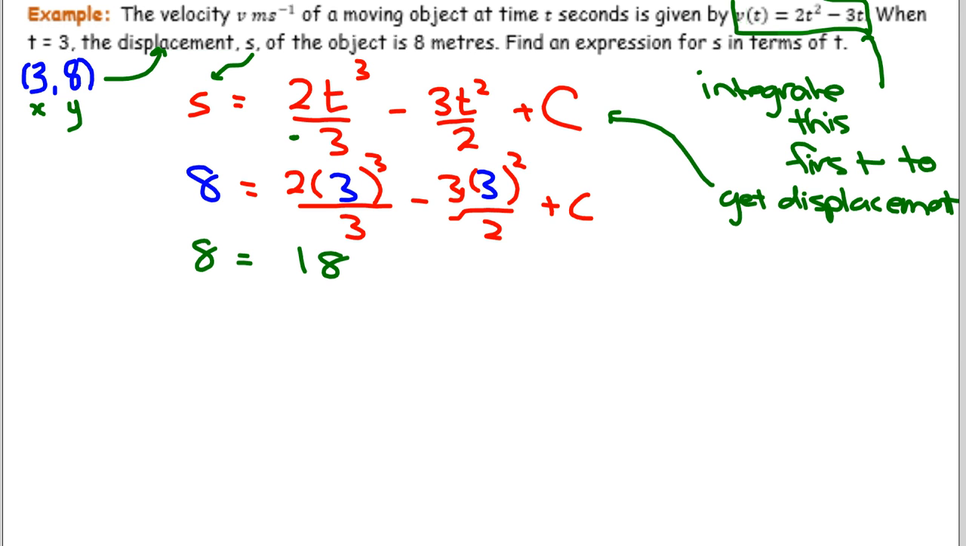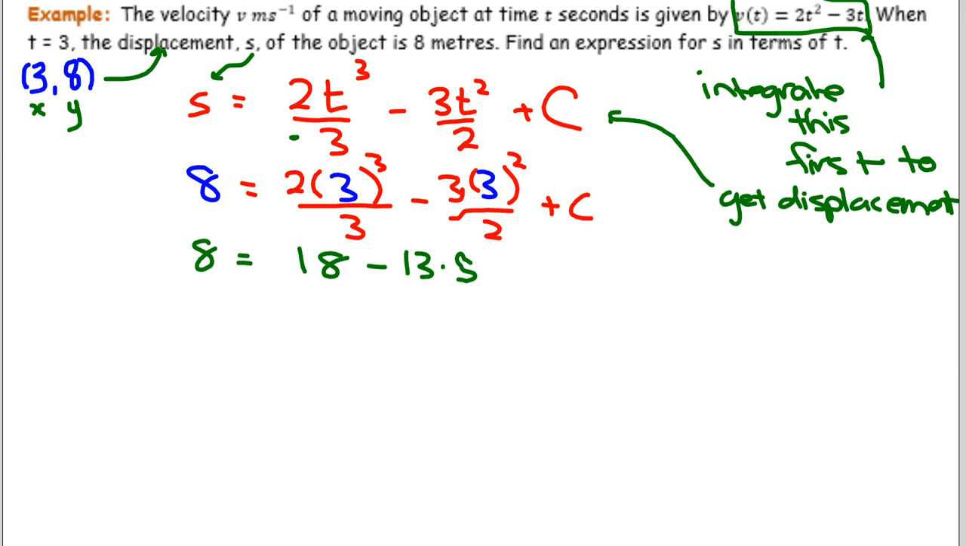54 divided by 3 is also 18. And then, what's 3 squared? 9. 9 times 3 is 27. And 27 divided by 2 is 13.5. Yes.